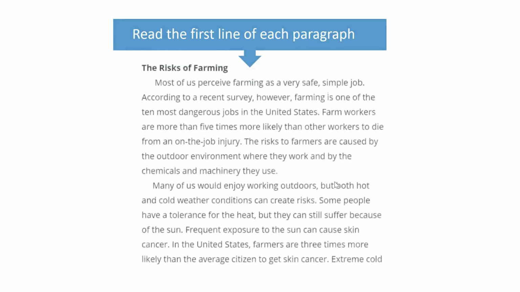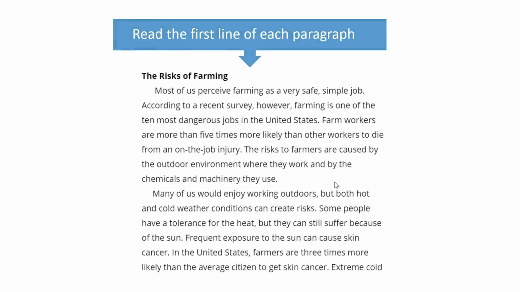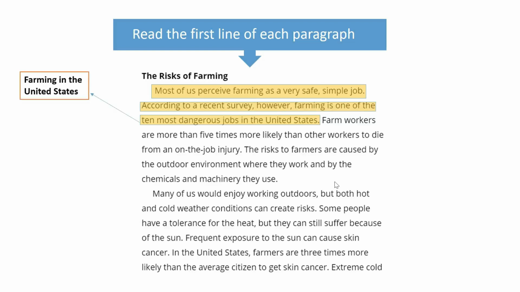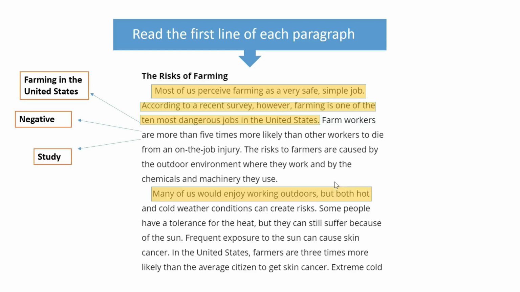So we read the first line of each paragraph. So we have here the first 2 paragraphs. So read the first one. Most of us perceive farming as a very safe, simple job. According to a recent survey, however, farming is one of the 10 most dangerous jobs in the United States. So straight away, we're talking about farming in the United States, and it's negative. And it's a study in this paragraph based upon these 2 lines.